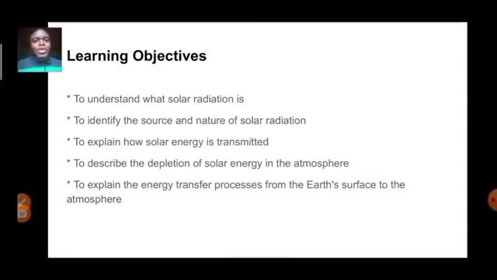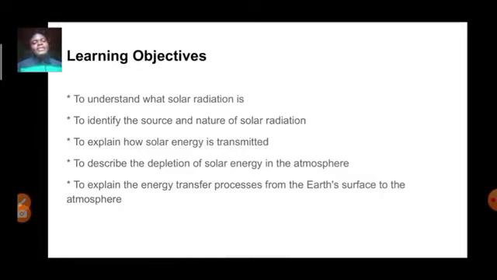We also talked about how solar radiation or solar energy is transmitted. We said solar radiation is produced in the sun, and from the sun it is radiated as electromagnetic waves through the atmosphere onto the earth's surface.